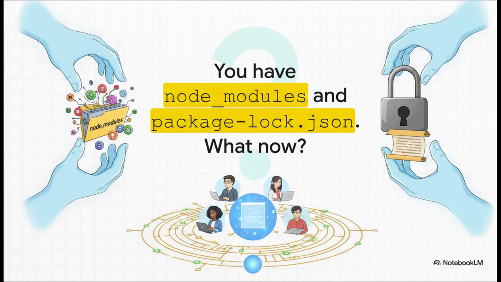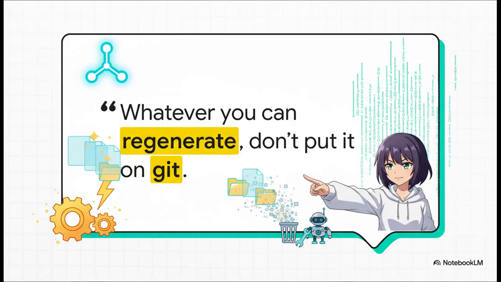I mean, you look at that node_modules folder, and it's gigantic. Do we really need to check all of that into Git? The answer is no, and it comes down to one simple, beautiful rule. Here it is, the golden rule of modern development. If you can regenerate something automatically, do not check it into Git. I'll say it again. Whatever you can regenerate, don't put it on Git. It's just a waste of space and adds a ton of unnecessary bulk to your project.